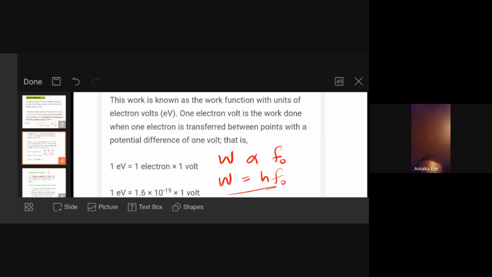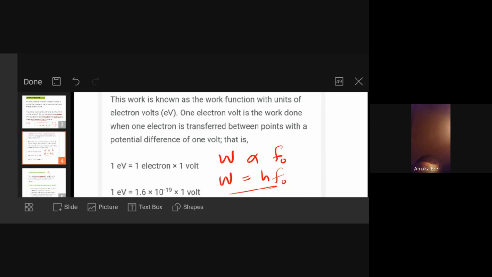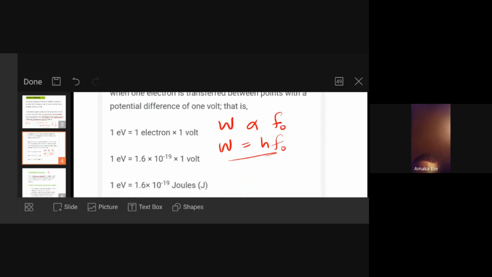So take note of this equation, W. In some textbooks, they wouldn't use W, they will use a symbol like psi. So this is psi, that psi is equal to H F naught. So the symbol is not really what matters. What matters is you having in mind that the work function, whatever symbol you're using to represent it, is equal to H F naught, where this H is Planck's constant, and I'll tell you what Planck's constant is as we progress with the class.